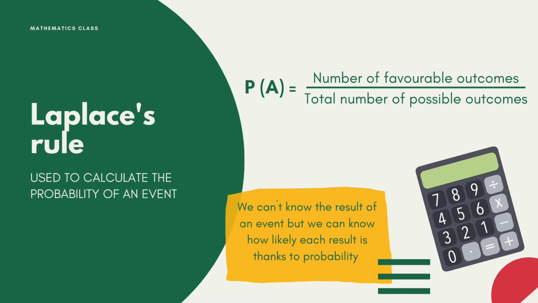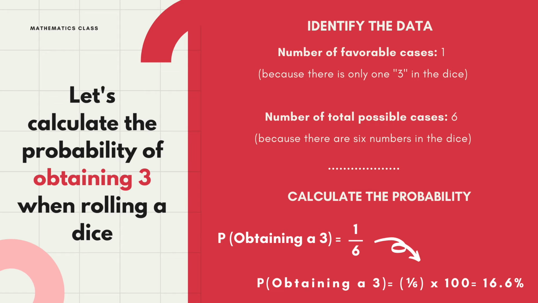As we mentioned before, we cannot know the result of an event, but we can know how likely each result is thanks to probability. The probability is represented by a fraction. In the quotient, we have the number of favorable cases for the event to occur, divided by the possible cases we can obtain. We can also express the result of the probability in percentage by multiplying the resulting fraction by 100. Let's calculate the probability of obtaining a 3 when rolling a dice.